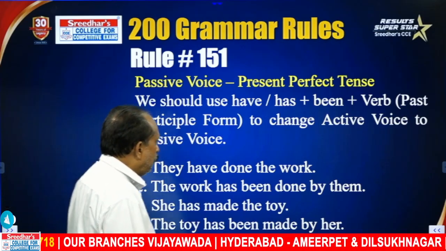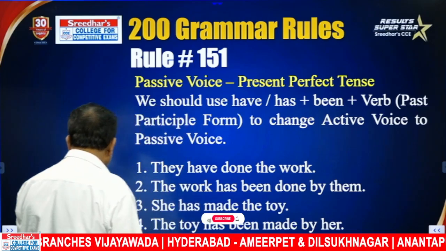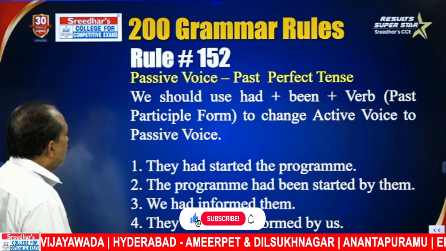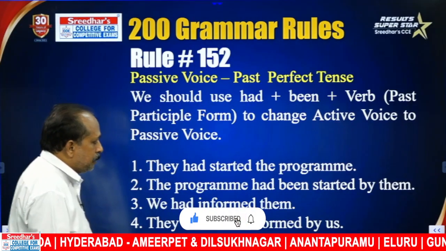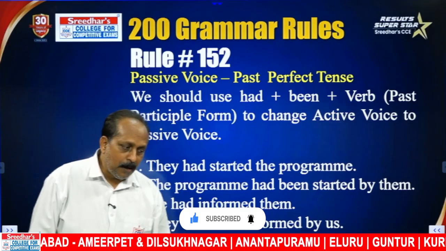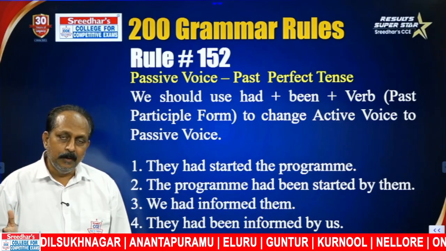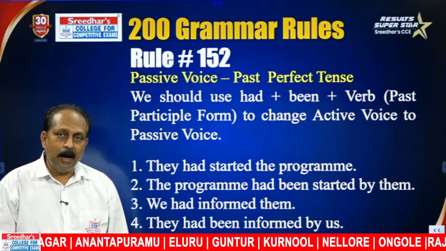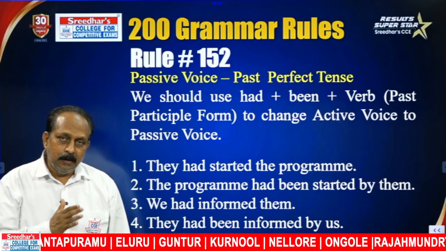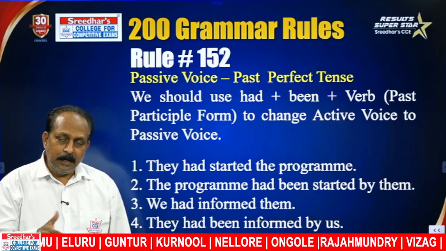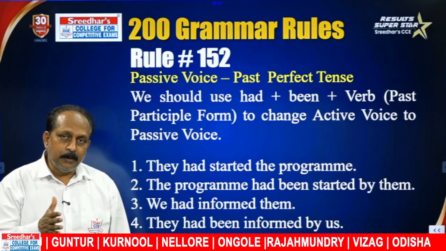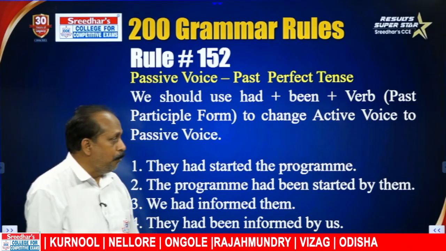Let us go to rule number 152. Passive voice, past perfect tense. Present perfect, what is the pattern? Have or has plus been plus verb past participle form. Here, whatever the subject, we use had. So what is the pattern? Subject plus had, irrespective of the subject, plus been plus verb past participle form.